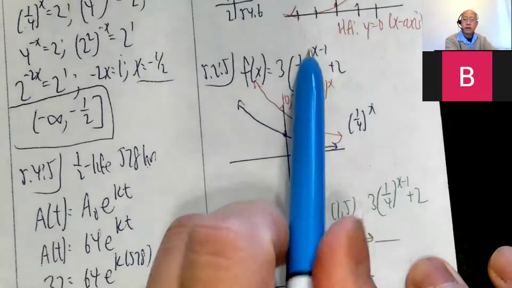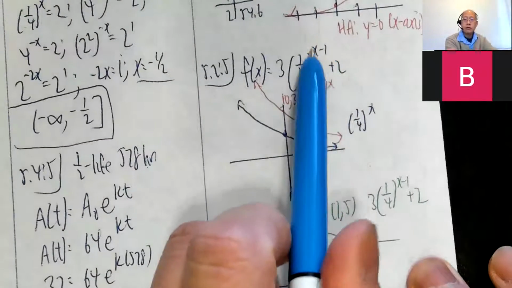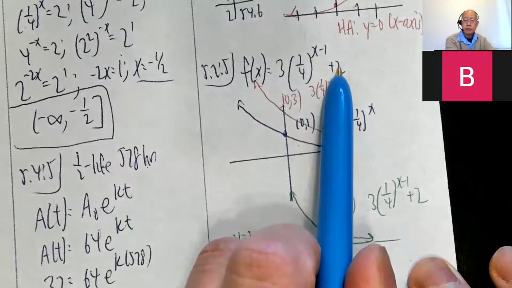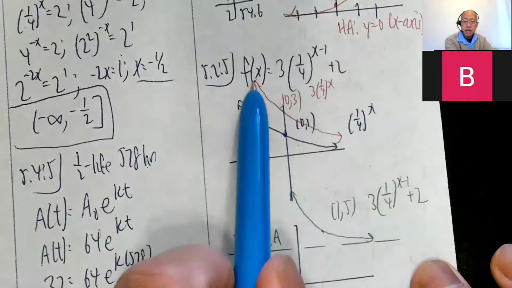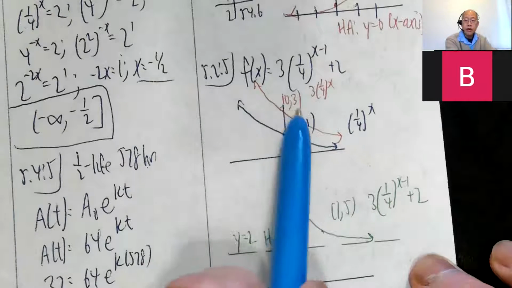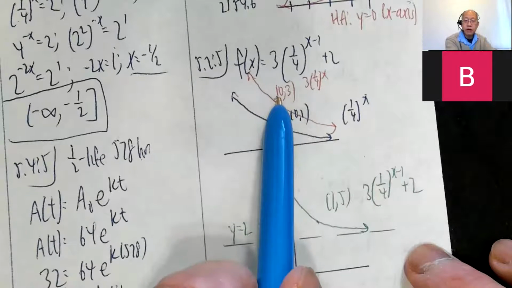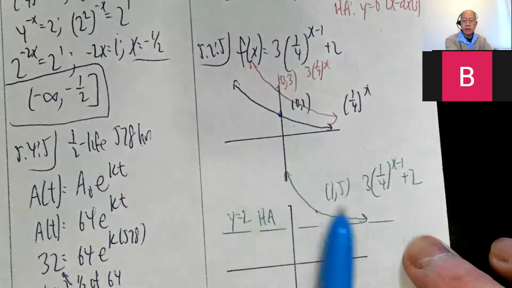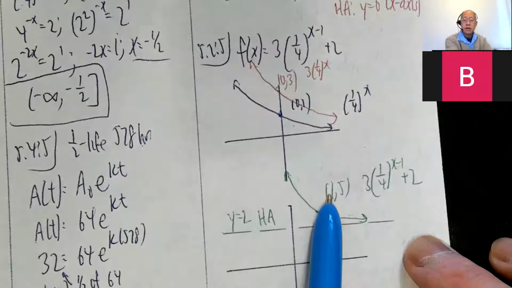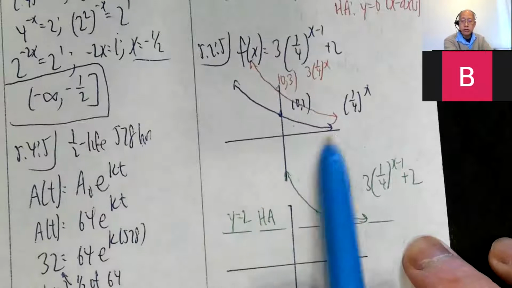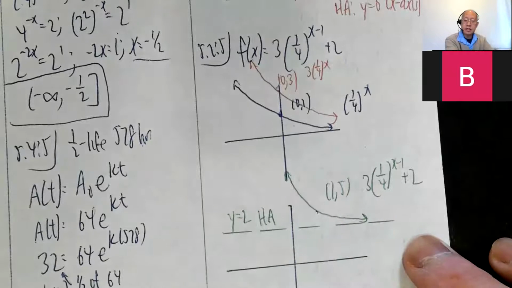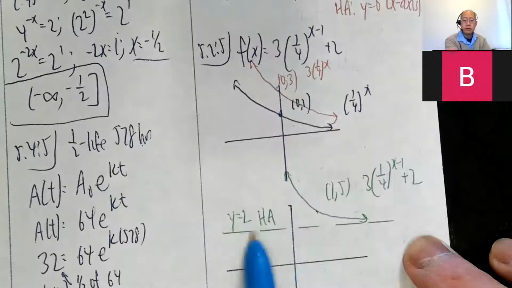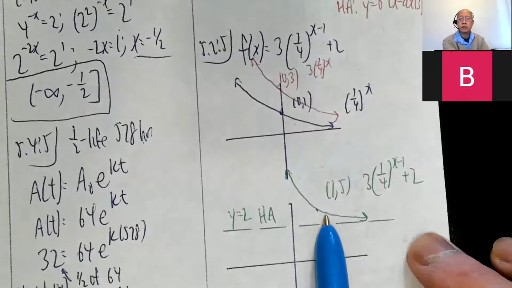And then what? 1 to the right, 2 up. So same shape as this red one. 1 right and 2 up moves me to 1, 5. So I just quickly went like that, 1, 5, and go like so. And where's my horizontal asymptote? Where it used to be, y equals 0, or the x-axis, and we got shifted 2 up, so I just moved 2 up. So y equals 2 becomes a horizontal asymptote.